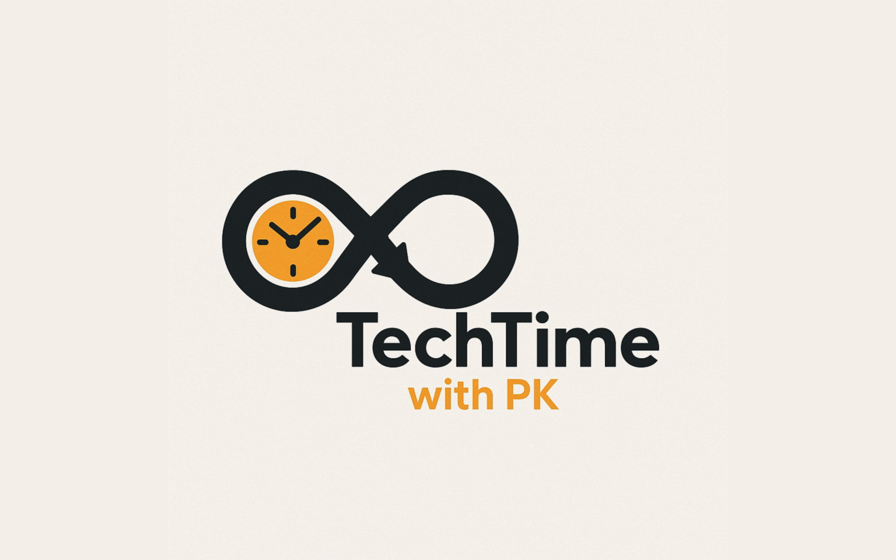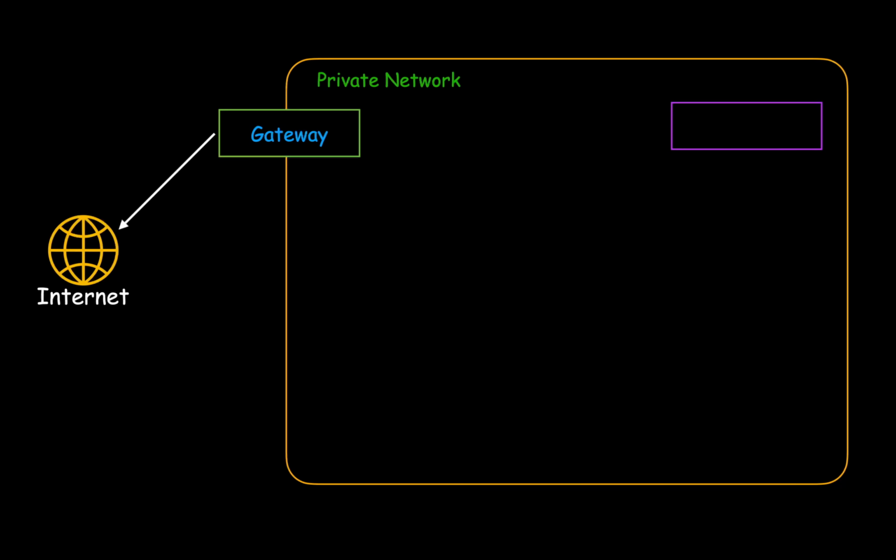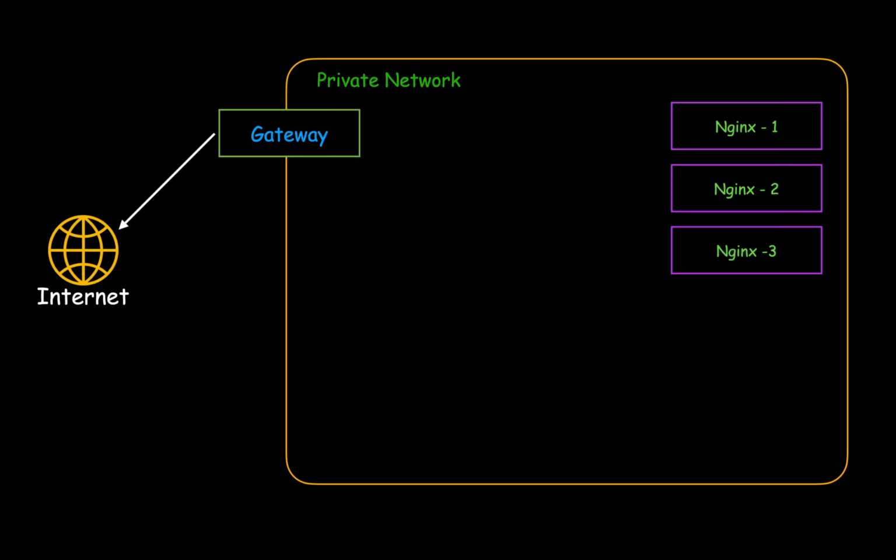I will show a quick presentation about our setup. We have internet here. First of all, we will create a private network with a gateway attached to it. This allows internet access for the resources created inside the private network. After that, we will create 3 private instances on this network. We will install Nginx web servers on these instances. These instances will be connected to the load balancer later.